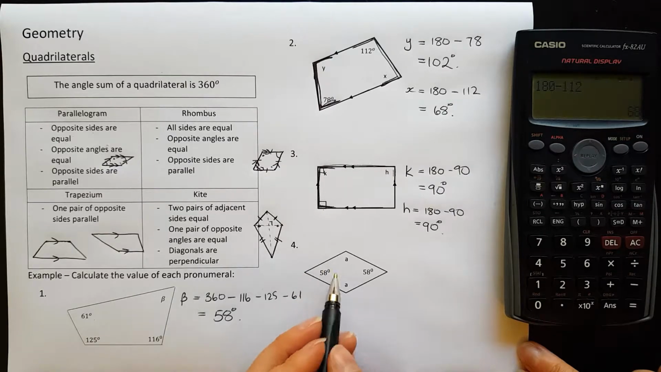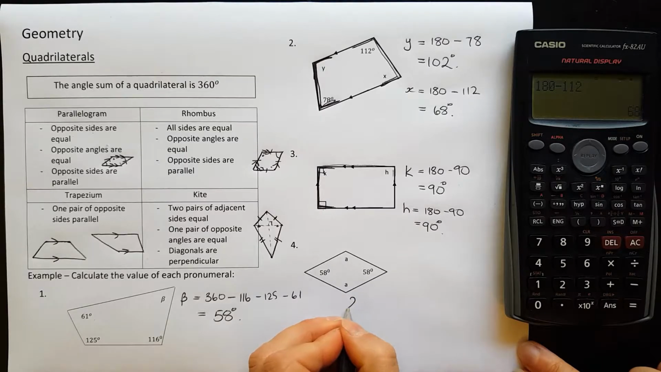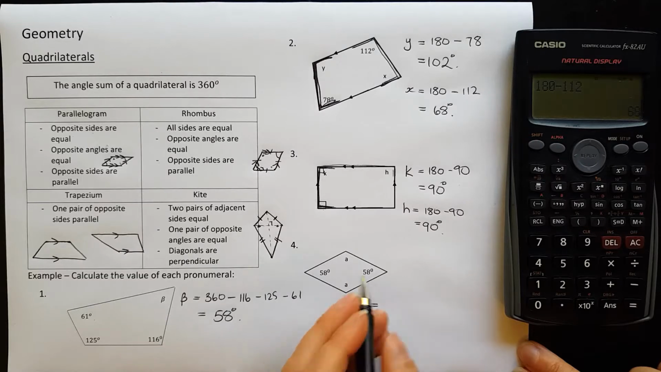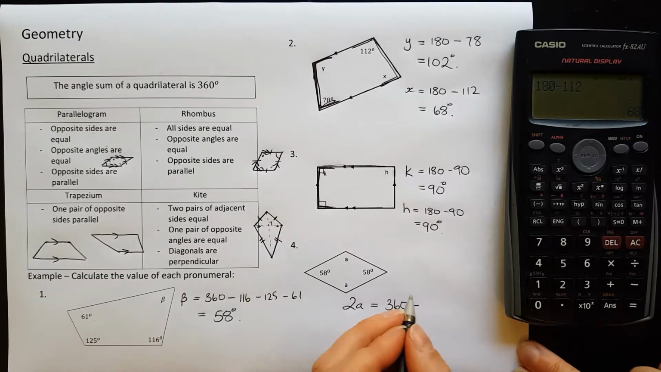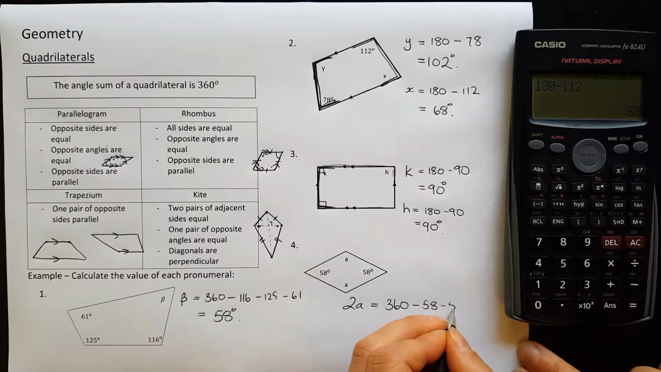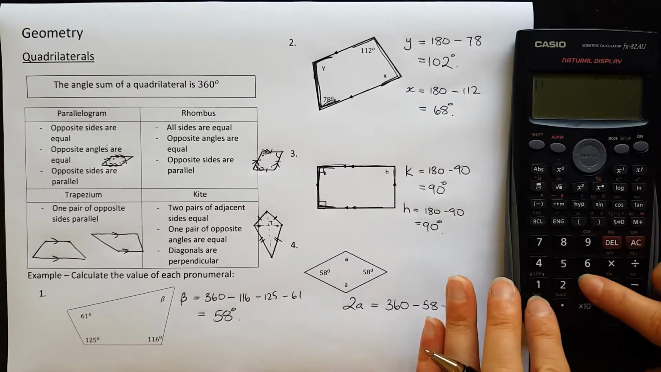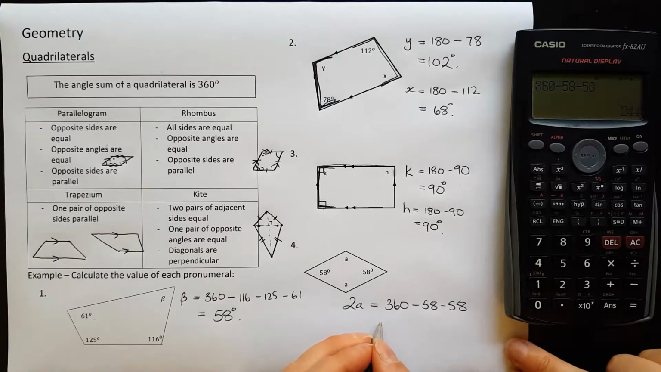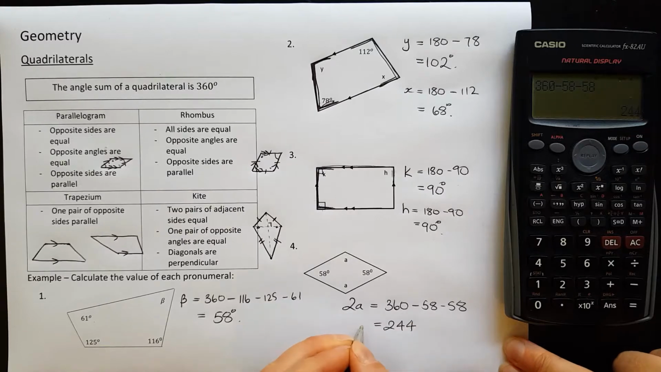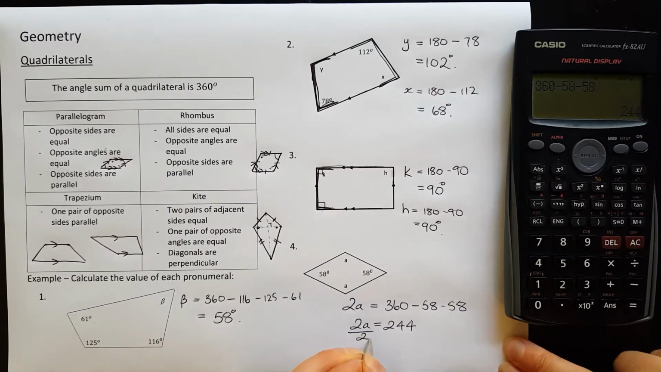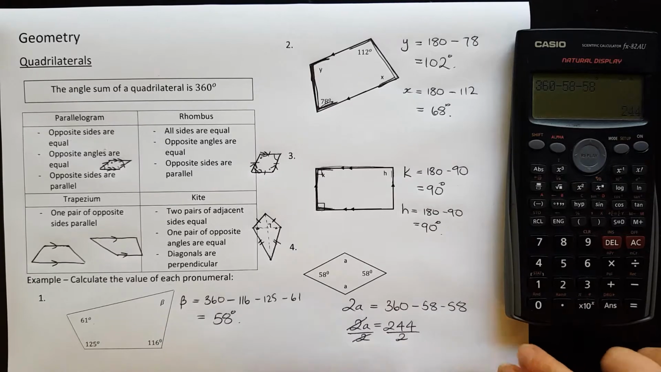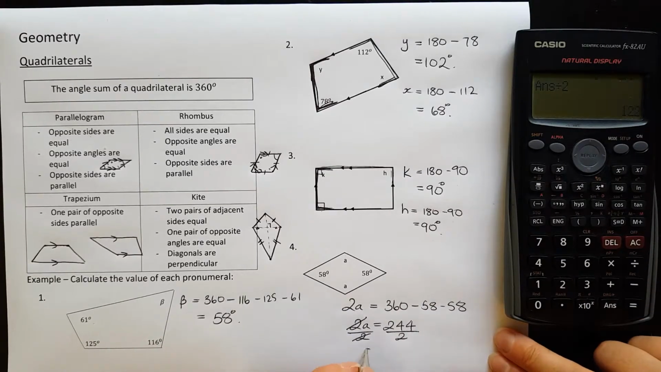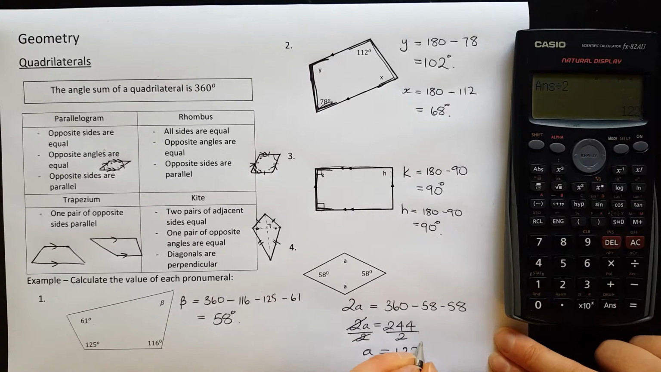Question 4, we want to find the value of A. There are 2 of them, so we collect them up, so that becomes 2A is equal to the angle sum of a quadrilateral, 360, take away the other angles, take away 58 and another 58. So 360 take away 58 take away 58 is equal to 244. To get A by itself, I need to divide by 2. If I divide that by 2, I'll find that A is equal to 122 degrees.